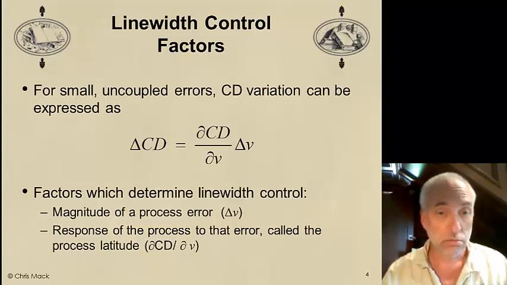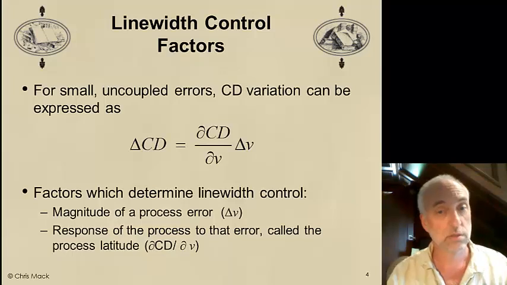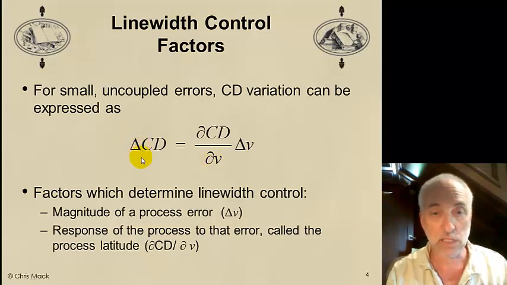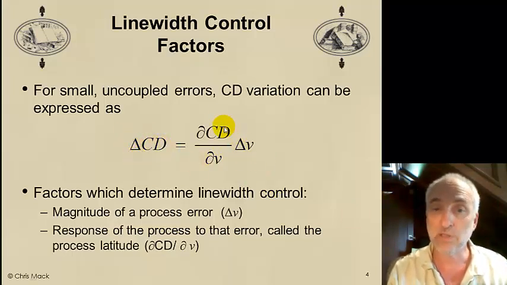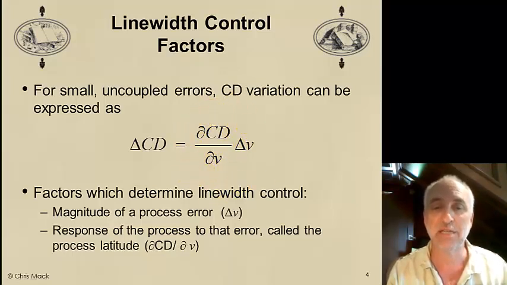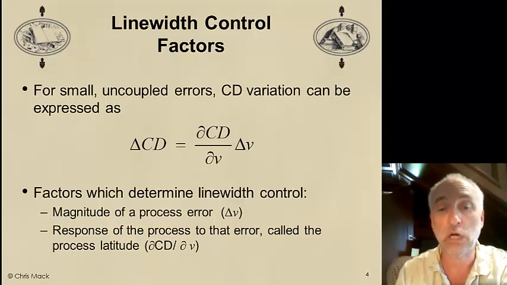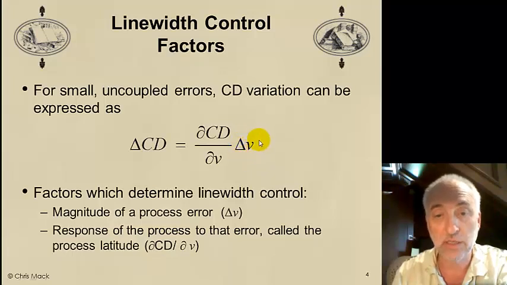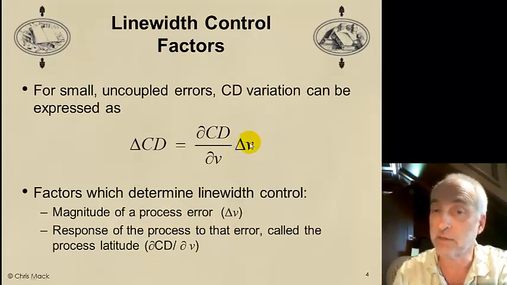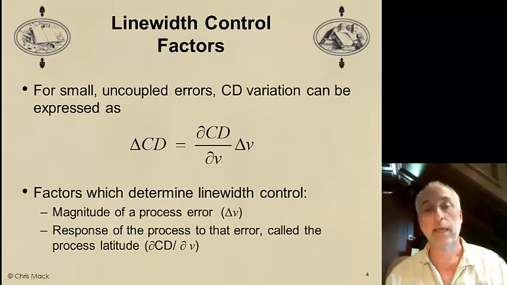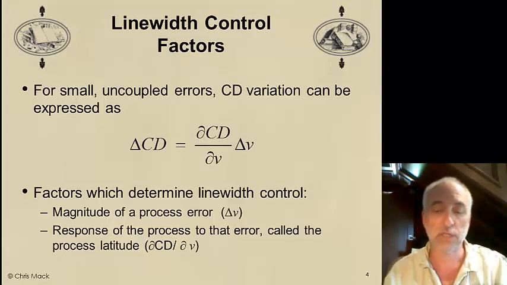So how do we reduce line width errors? How do we make delta CD smaller? Well, we have two ways. One is we can design processes that naturally have a low sensitivity to process variation. That is, a large process latitude. And we can work on reducing all the process errors that might occur. A combination of both of these things is what gives us the best line width control.